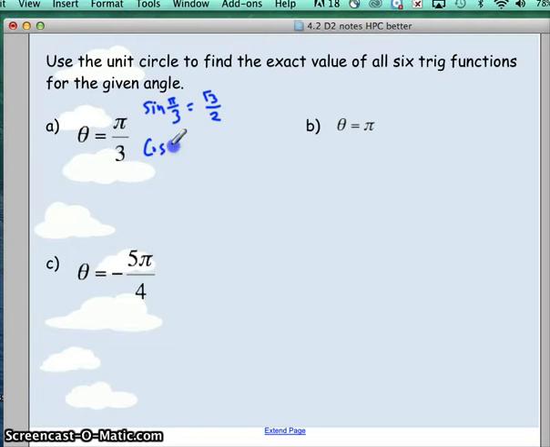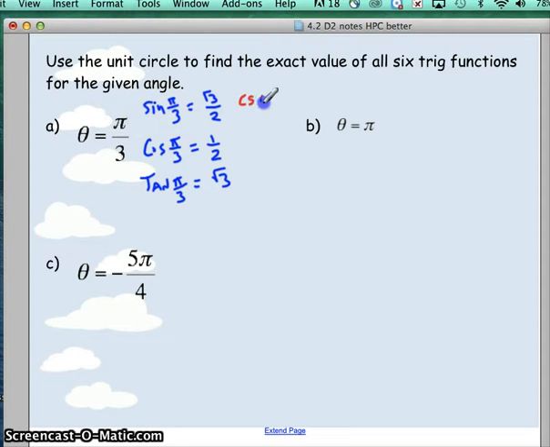Cosine of pi over 3 is the first thing that's listed, and that's 1/2. Tangent of pi over 3, we just got done finding, and we found that when we took sine divided by cosine, we got radical 3. Okay, now let's find the rest of them, the reciprocal functions.